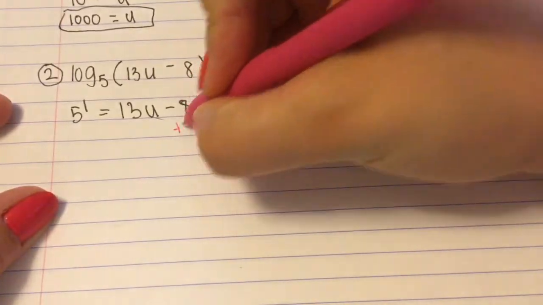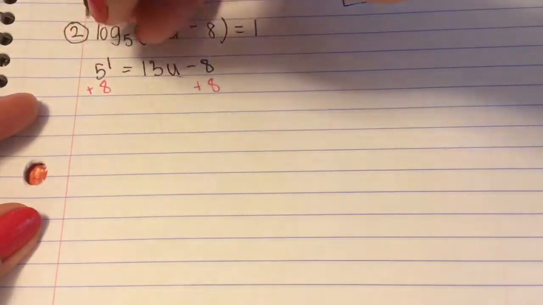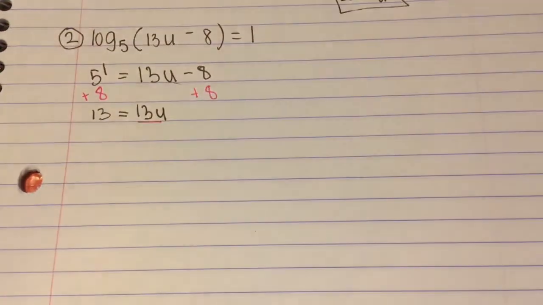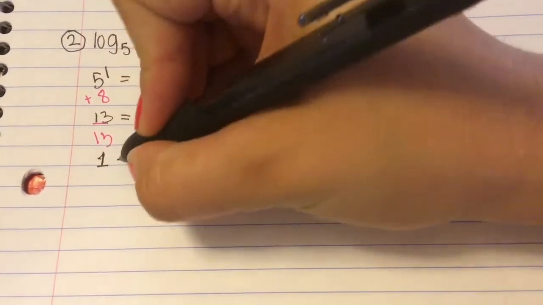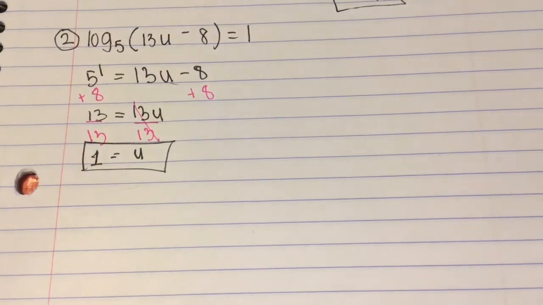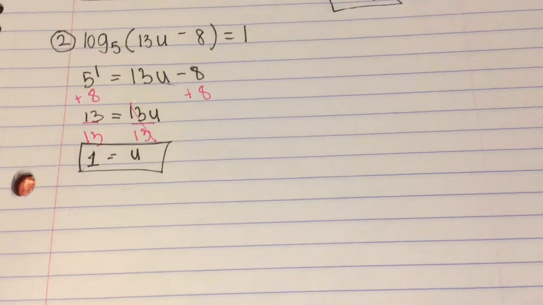I'm going to add 8 on both sides to isolate that u. Since 5 to the first power is just 5, 5 plus 8 is going to give me 13. I'll go ahead and divide by 13 on both sides, which is going to give me 1. And my answer is 1. So it looked a little bit more complicated than the very first example, but you're still using the same mentality. You're converting from log form to exponential form, and the answer kind of just pops right out at you.